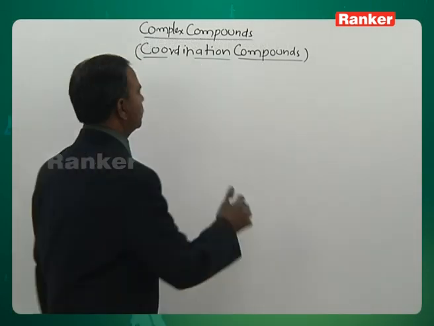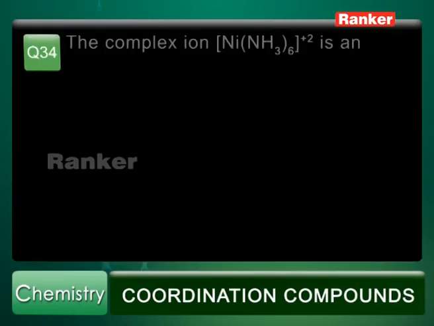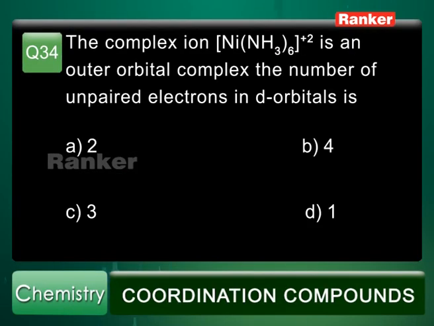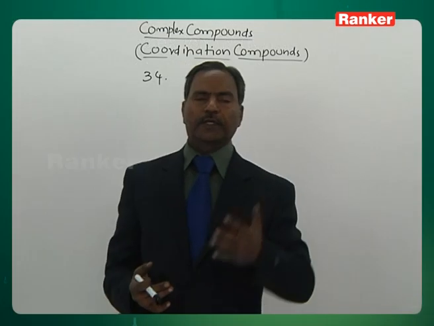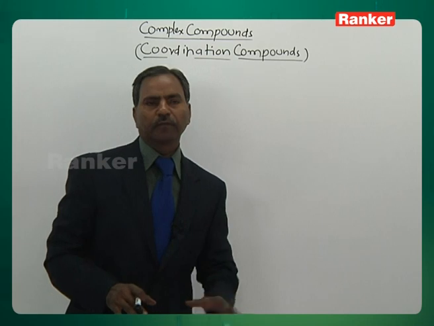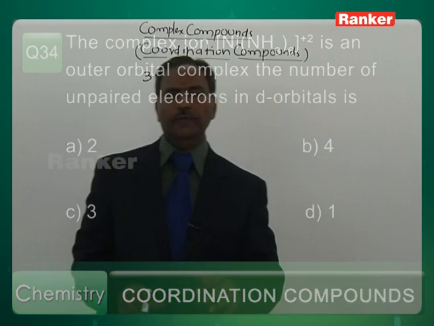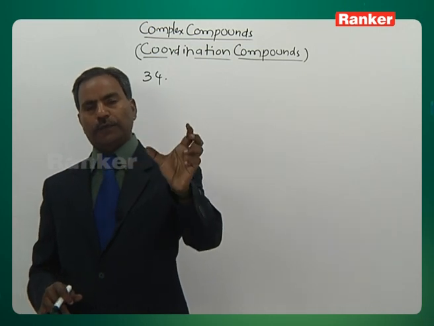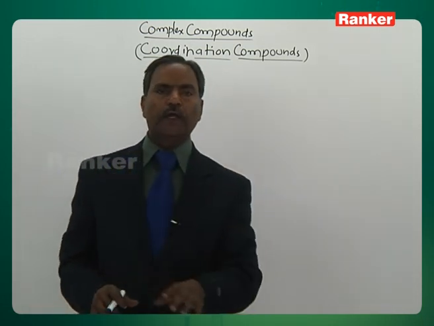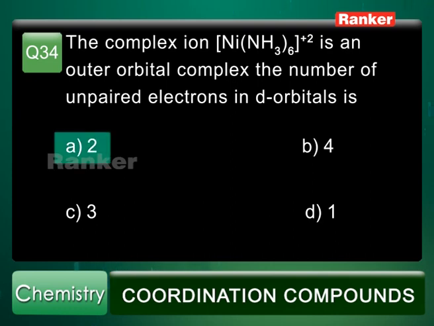Next, question number 34. The complex ion nickel hexaammine 2+ is an outer orbital complex. The number of unpaired electrons in d orbitals? Nickel +2, coordination number 6, either strong field or weak field, the electrons are not getting paired. Once electrons are not getting paired, definitely it carries 2 unpaired electrons. Option A is 2, option B is 4, C is 3, D is 1. So d8, nickel +2, coordination number 6, either strong field or weak field, always carries 2 unpaired electrons. Therefore, the answer for 34 is A.